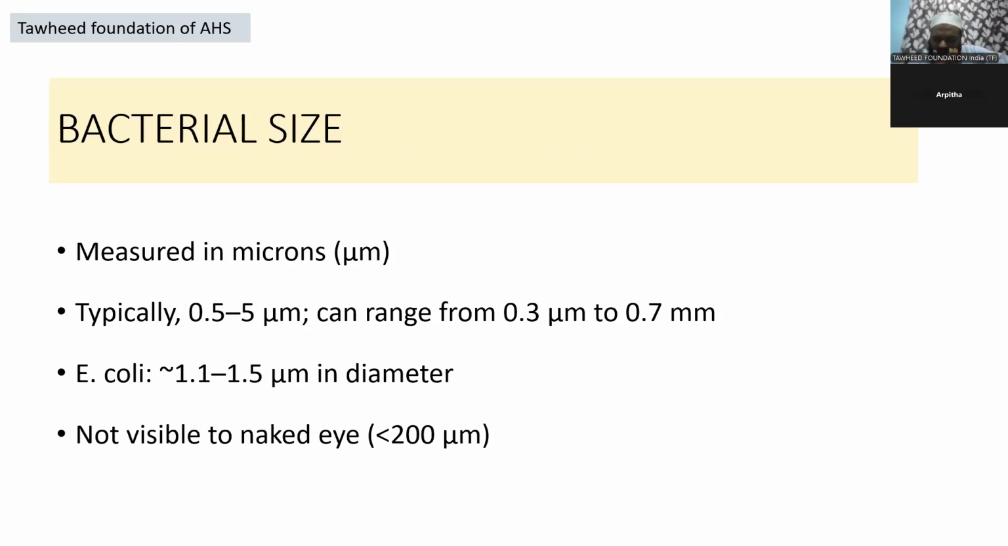The limit of resolution with the unaided eye is about 200 microns, and as many bacteria are smaller than this size, they are not visible with the naked eye. So microscopes have to be used to identify bacteria. The size of common bacteria like Escherichia coli ranges from 1.1 to 1.5 micrometers in diameter. It has been observed that the size of bacteria has a significant role in the survival of organisms.